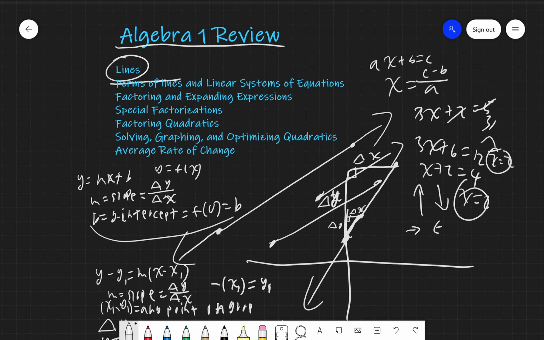So now linear systems of equations, that's where we have more than one equation and more than one variable.